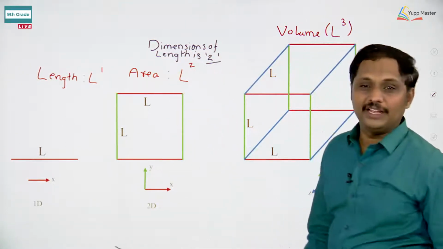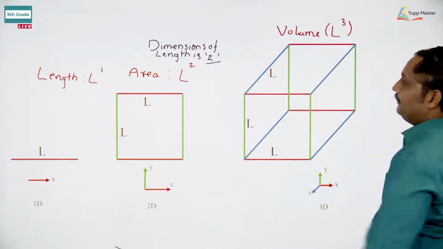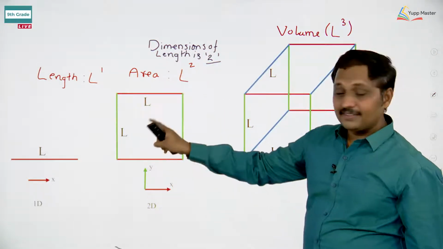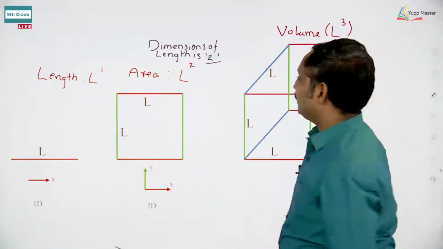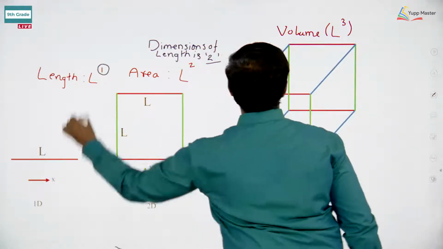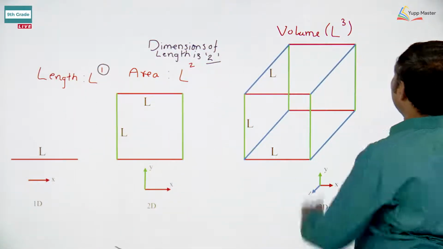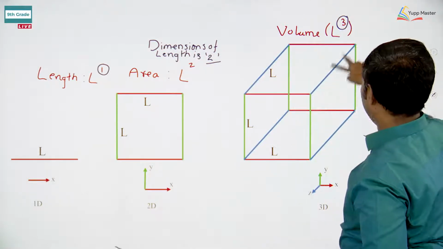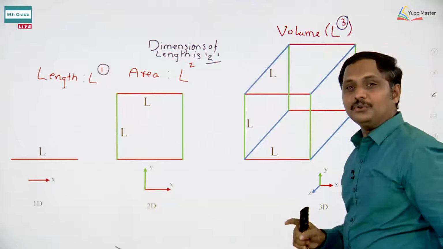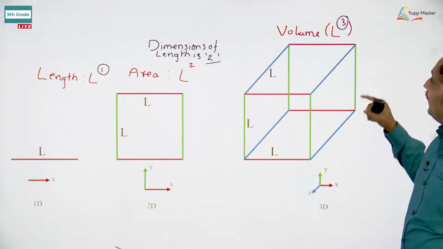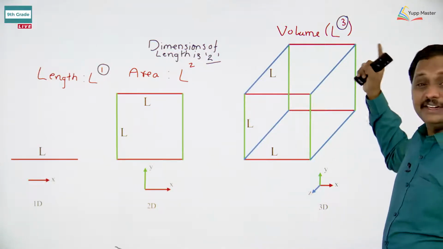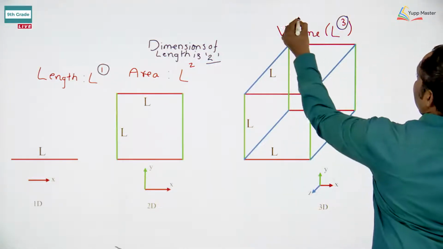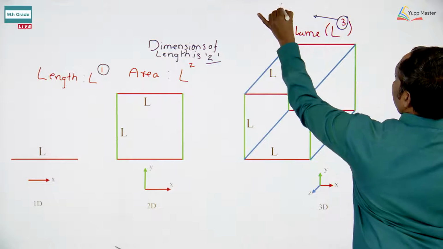The dimension of length is 2 in the case of area. Here the dimension of length in the case of 1D, we are going to take as 1. If you are going to take volume, its dimension is going to be identified as 3. Now, this is the dimension.